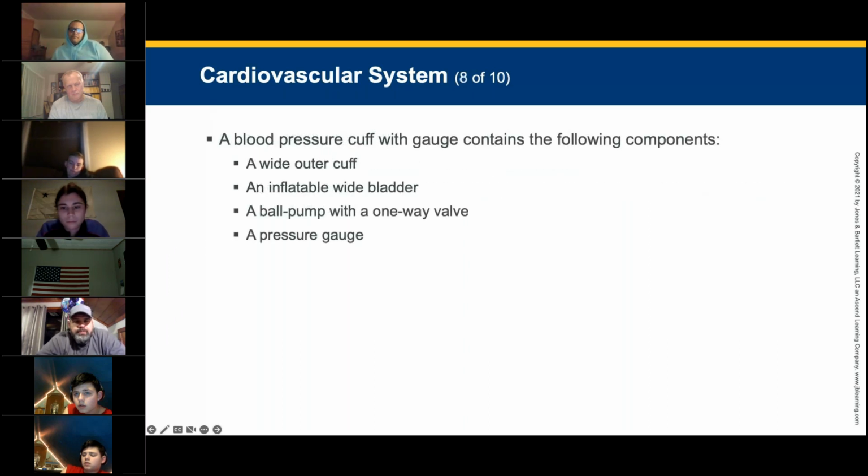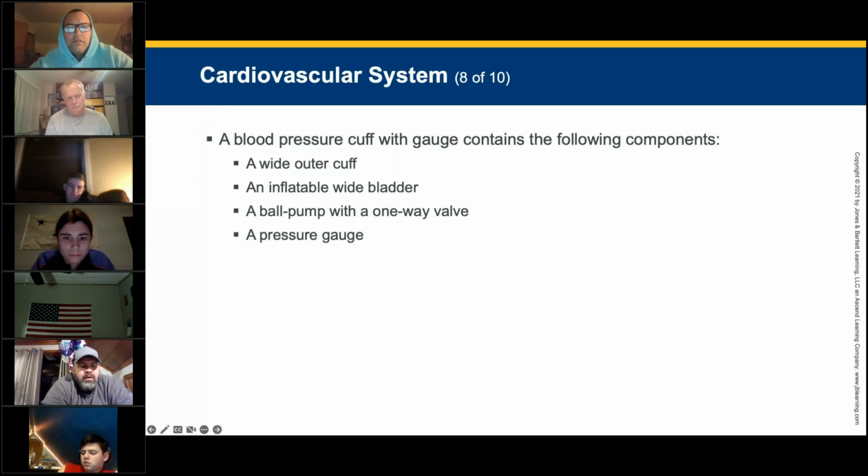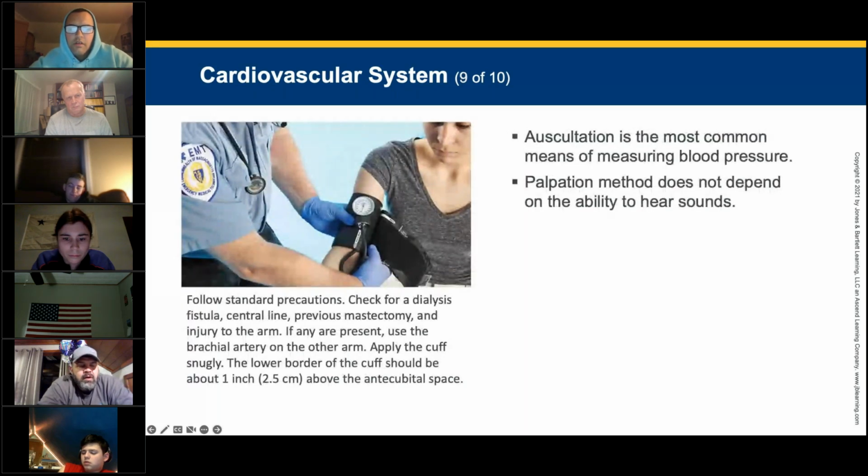A blood pressure cuff with a gauge contains the following components: a wide outer cuff, an inflatable wide bladder, a ball pump with a one-way valve, and a pressure gauge. The most common means of measuring blood pressure would be auscultating with a stethoscope. You can also palpate if you're in a loud, noisy environment where you can't hear, but it's not as accurate.